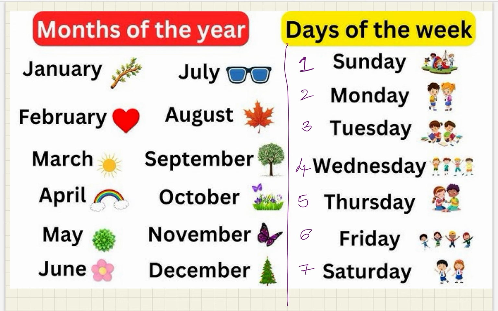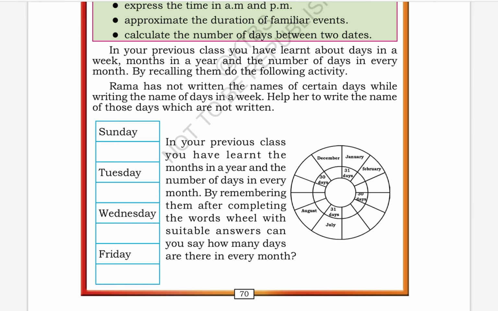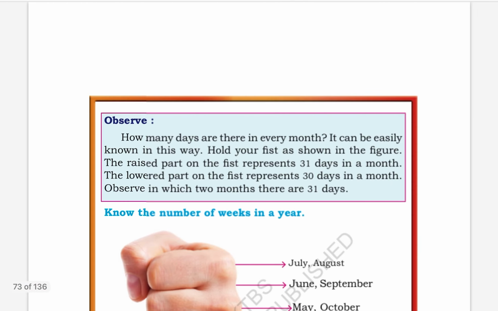And the number of months in a year is 12. Which ones? January, February, March, April, May, June, July, August, September, October, November, December. These are the days of a week and the months of a year. You know the days and the months also, right? Okay, move on to the next page.